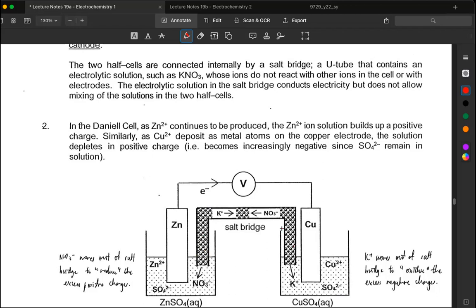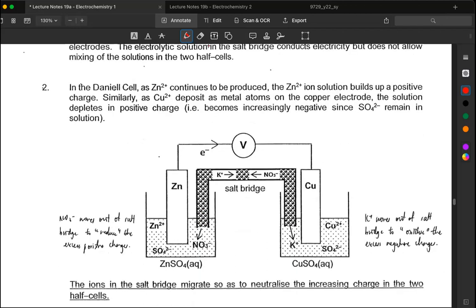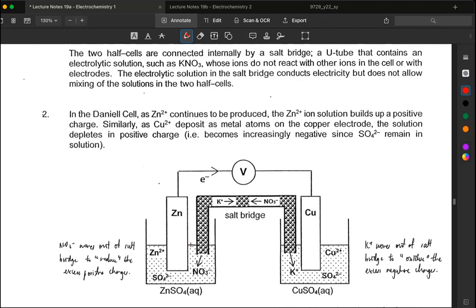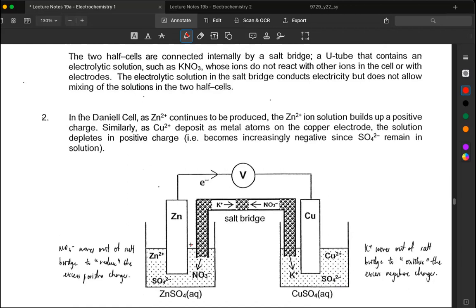So what happens is that you might need to bear that in mind, right? This salt bridge will only allow the continuation of the electricity to be conducted. But the ions here remain here. The ions here remain here. That's what it means to do.